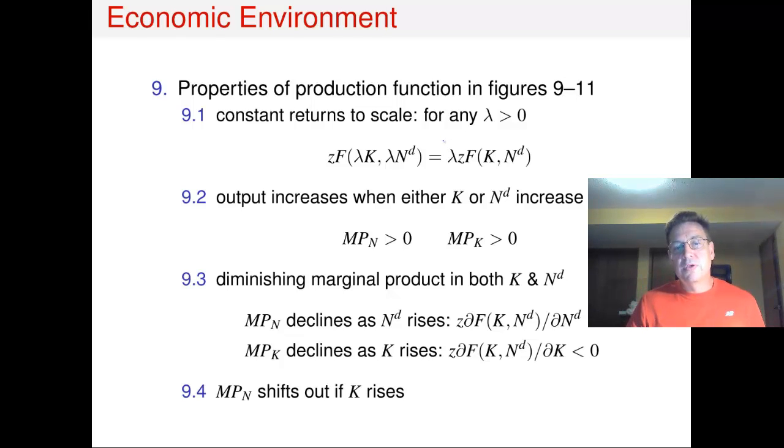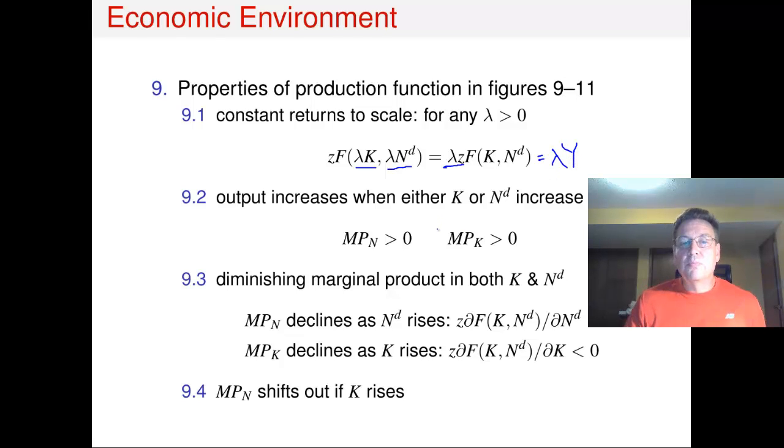There are 4 properties of the production function. One is called constant returns to scale. What constant returns to scale says is that if you scale up your capital inputs and your labor inputs by the same factor, in this case lambda, you can think of this as you double the amount of capital, you double the amount of labor, and lo and behold, you get double the output. So this is just lambda times Y.